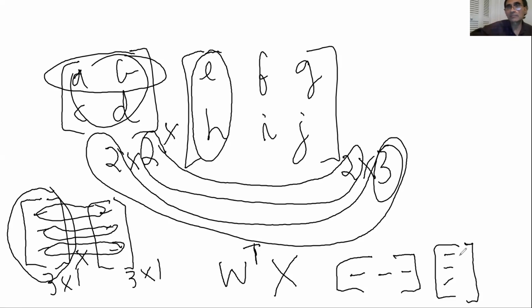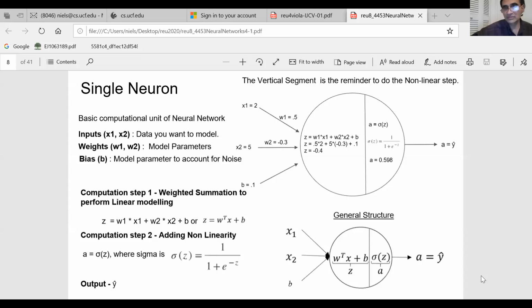I will now go back to my presentation. Okay, so I'm going to stop sharing this, and I'm going to go back to sharing my original slides. Okay, so far so good.